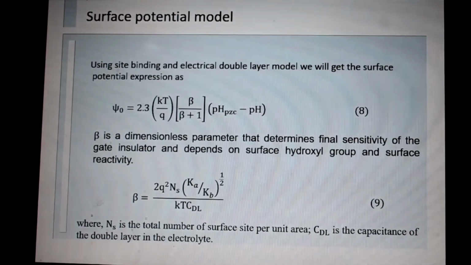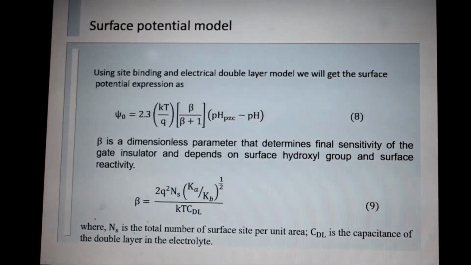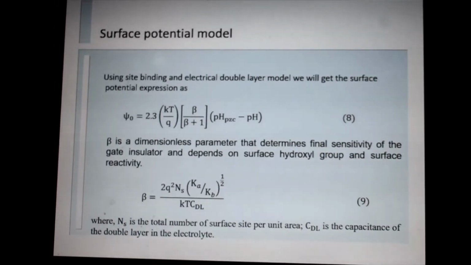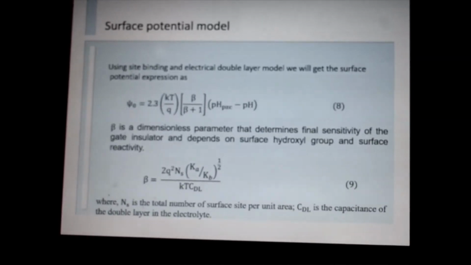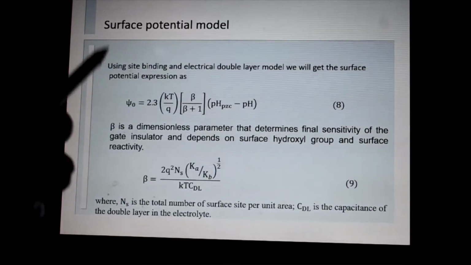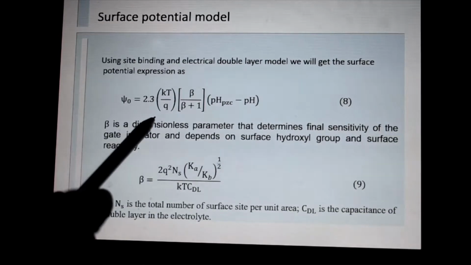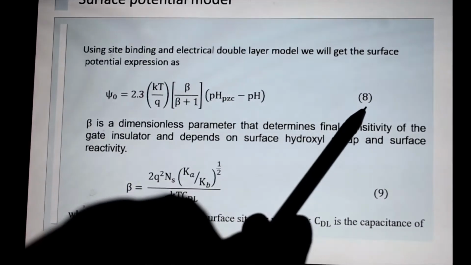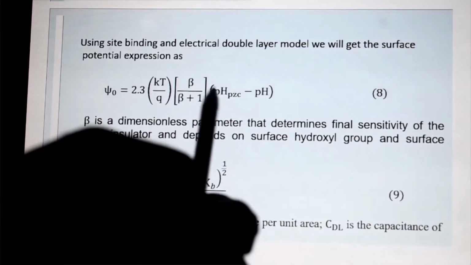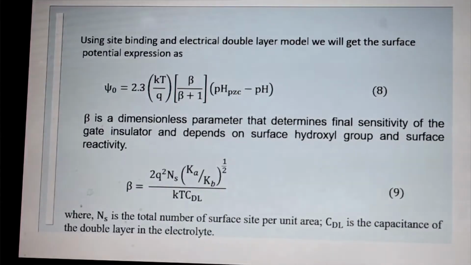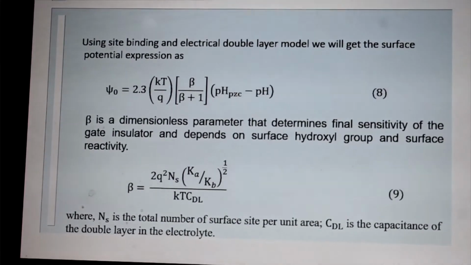Surface potential model. Using the site binding and electrical double layer model, we get the surface potential expression as shown by equation 8, which is also known as Bousse's model because he developed it. That also we have discussed earlier.